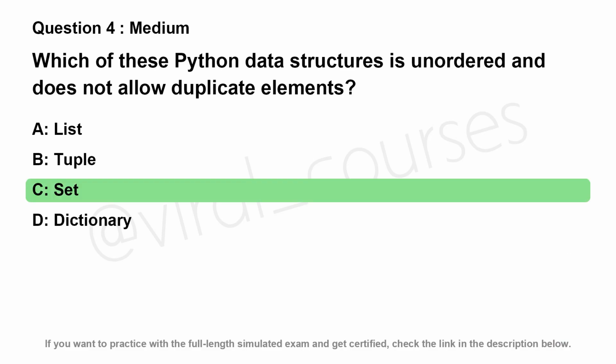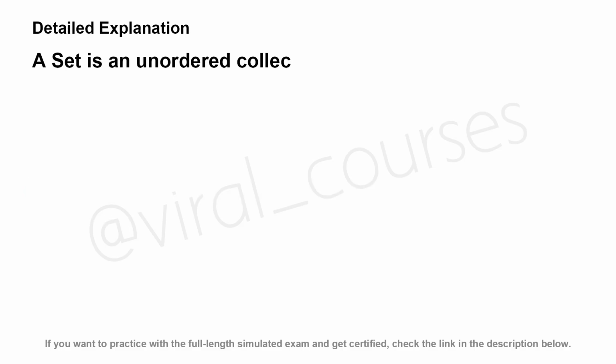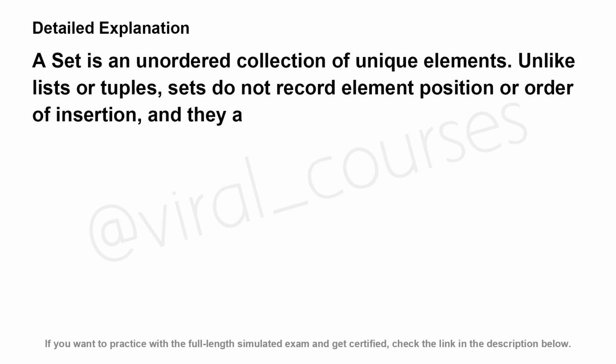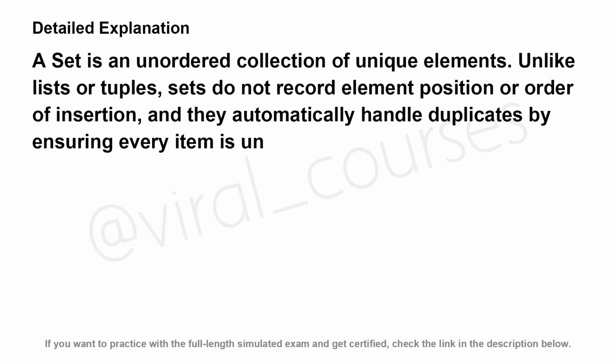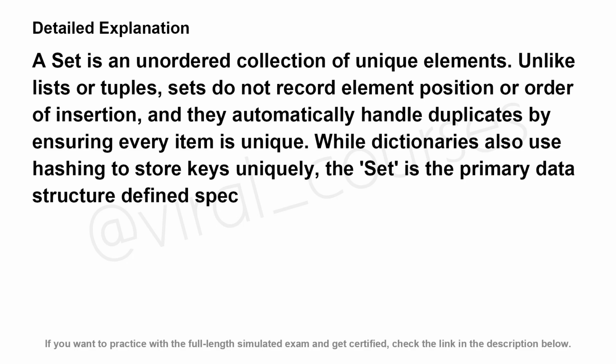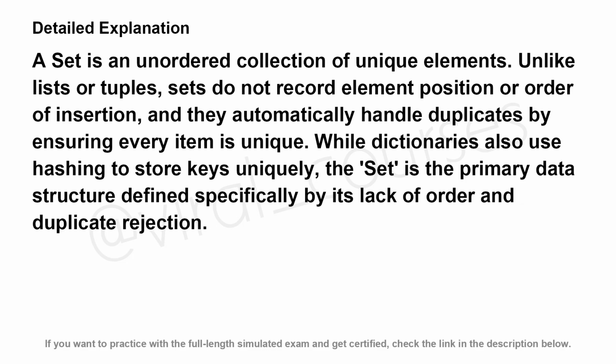The correct answer is C. A set is an unordered collection of unique elements. Unlike lists or tuples, sets do not record element position or order of insertion, and they automatically handle duplicates by ensuring every item is unique, while dictionaries also use hashing to store keys uniquely. The set is the primary data structure defined specifically by its lack of order and duplicate rejection.